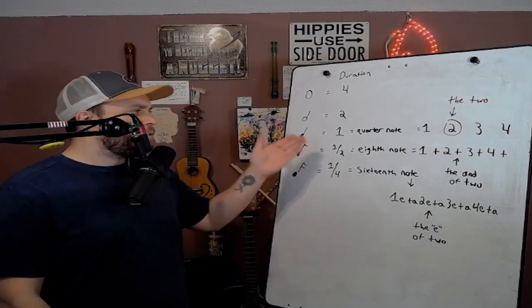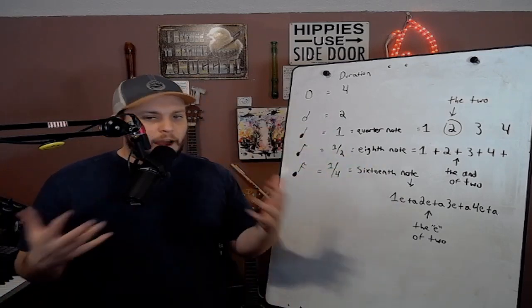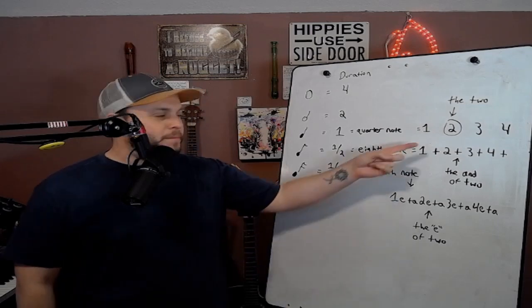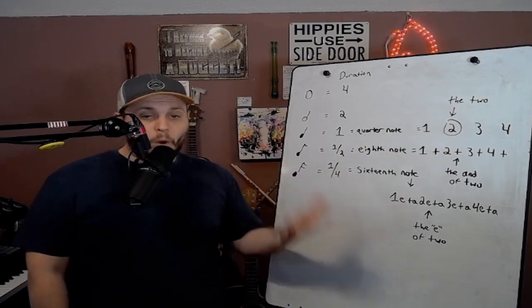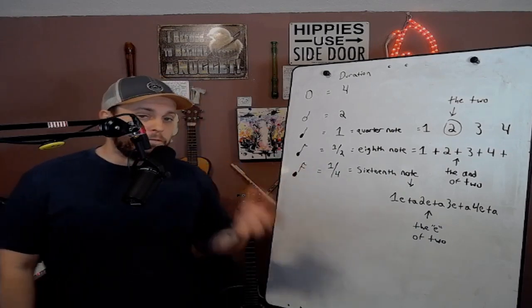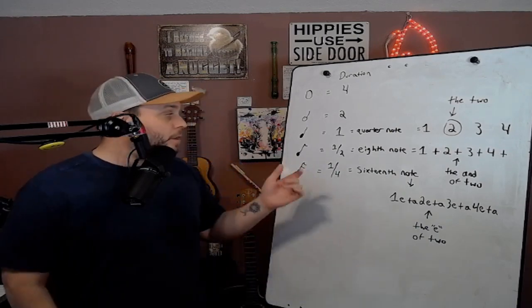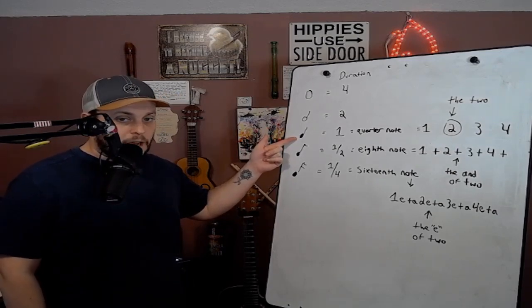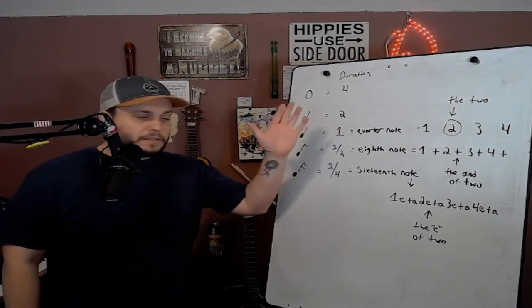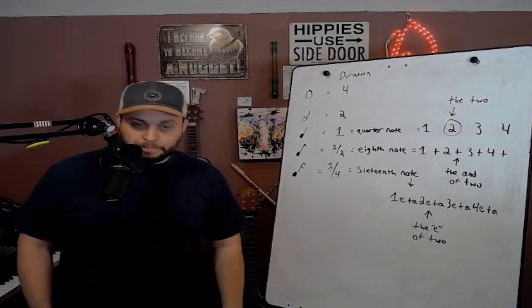So when you're counting quarter notes out loud, everyone has done this before in some context. It's counting to 4. Okay, 1, 2, 3, 4. 1, 2, 3, 4. When you see these notes going by themselves, this quarter note, that is the type of counting that you should be doing.